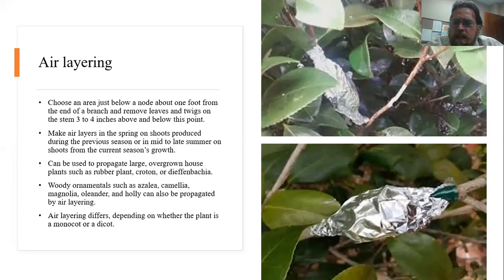You can also use this as a way to propagate large overgrown houseplants. Things like rubber plant or croton or Dieffenbachia can be propagated by air layering.